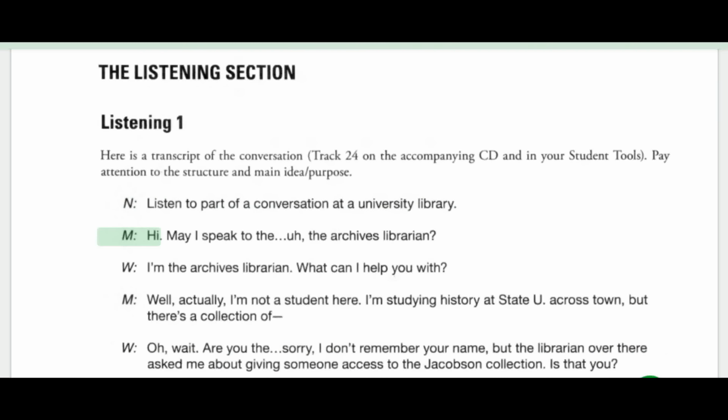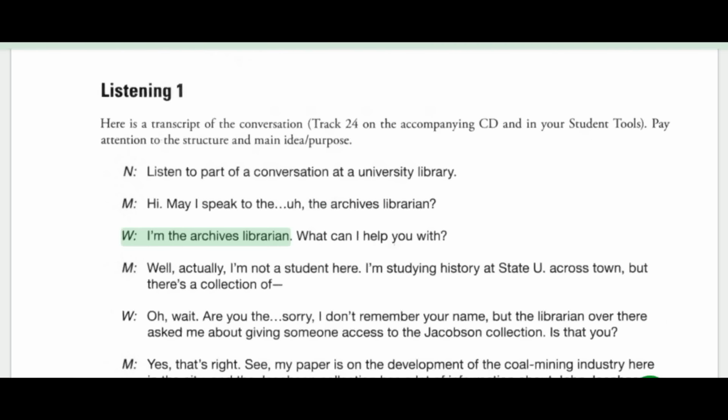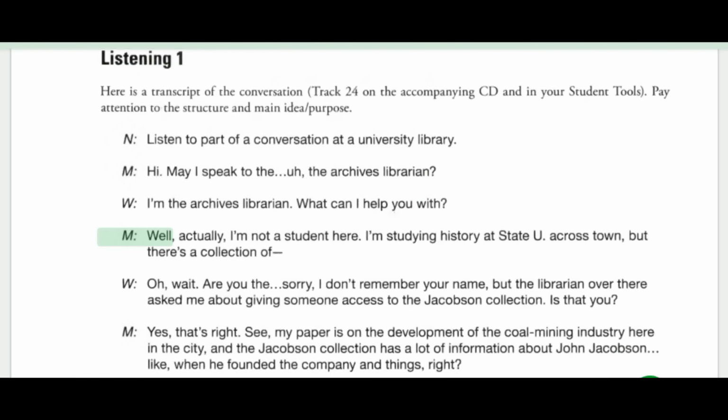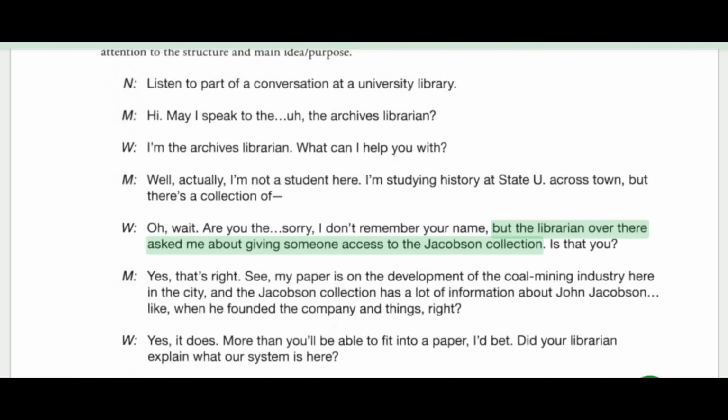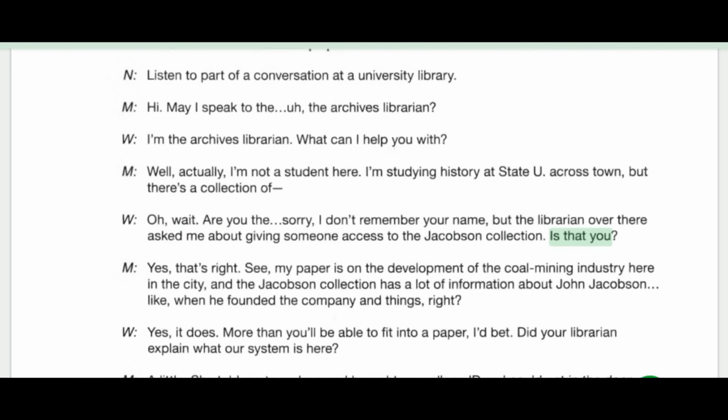Hi, may I speak to the archives librarian? I'm the archives librarian. What can I help you with? Well, actually, I'm not a student here. I'm studying history at State U across town, but there's a collection of... Oh, wait. Are you that...? Sorry, I don't remember your name, but the librarian over there asked me about giving someone access to the Jacobson collection. Is that you?